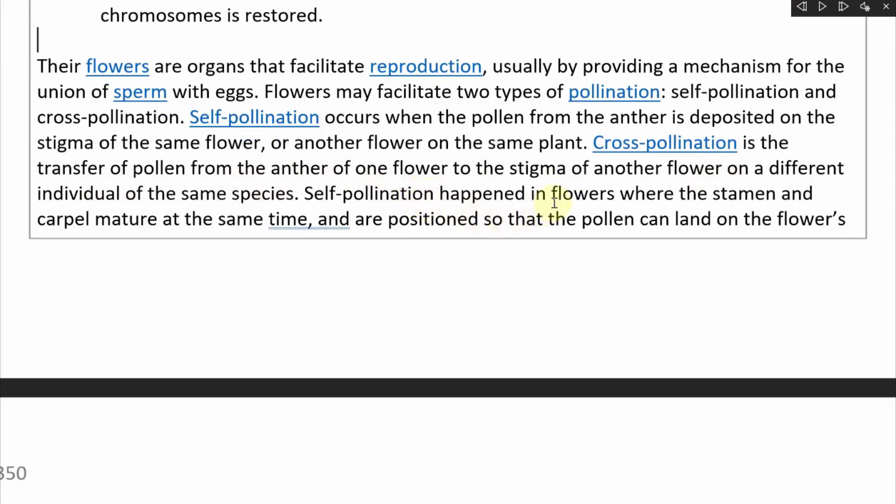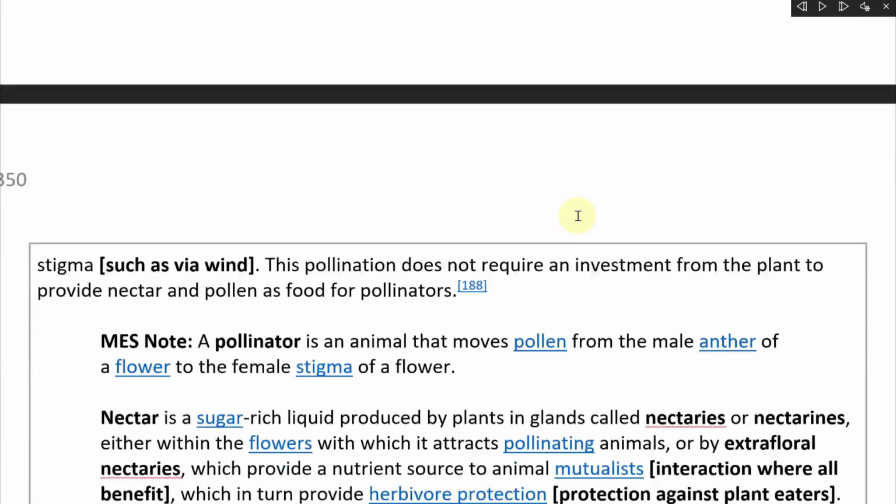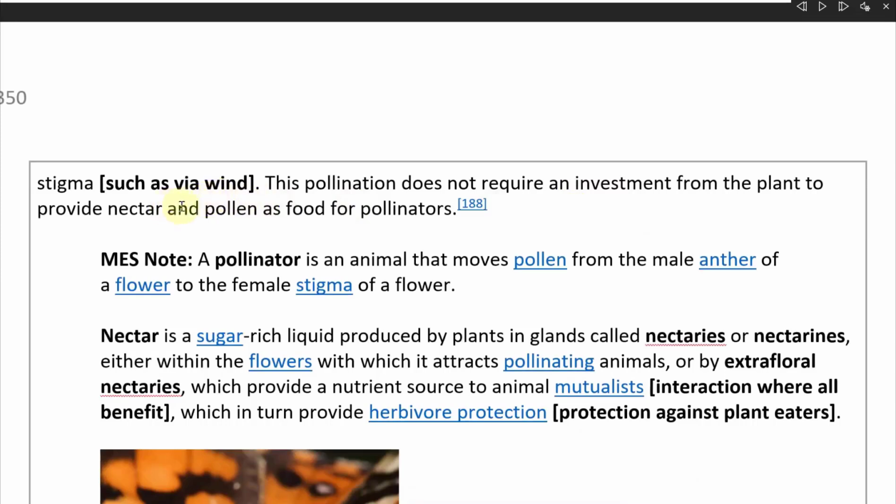Self-pollination happened in flowers where the stamen and carpel mature at the same time. I think this typo should mean happens. Let's put a seek just in case. I think this is grammatically incorrect. So self-pollination happens in flowers where the stamen and carpel mature at the same time and are positioned so that the pollen can land on the flower stigma, such as via wind.